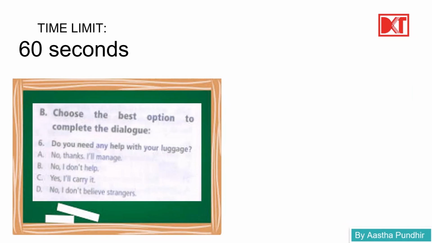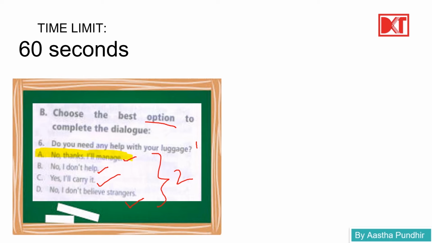Alright, so now in this category of questions, what you have to do is choose the best option to complete the dialogue. So here, the first person is going to say this. So what could be the second person's reply? We have to figure that out. First person says, do you need any help with your luggage? What could the second person say? A. No thanks, I'll manage. B. No, I don't help. C. Yes, I'll carry it. Or D. No, I don't believe strangers. Here the appropriate response is A.